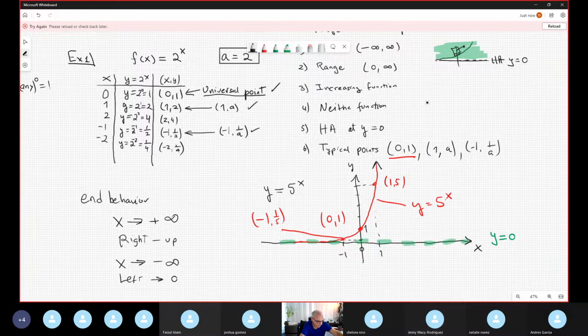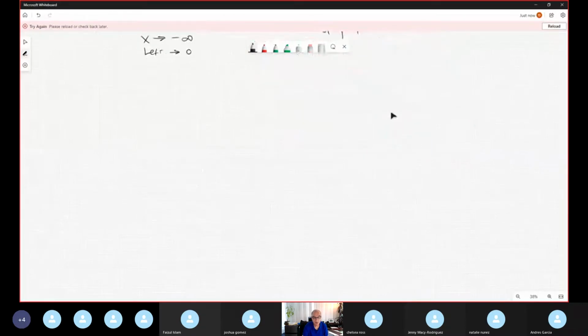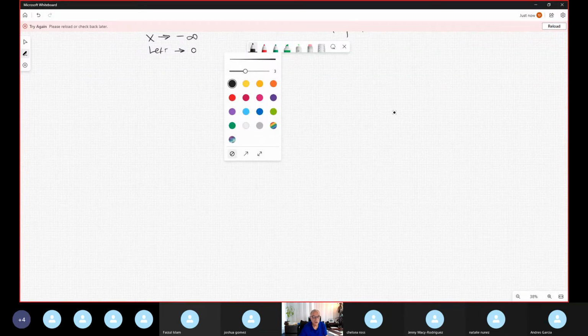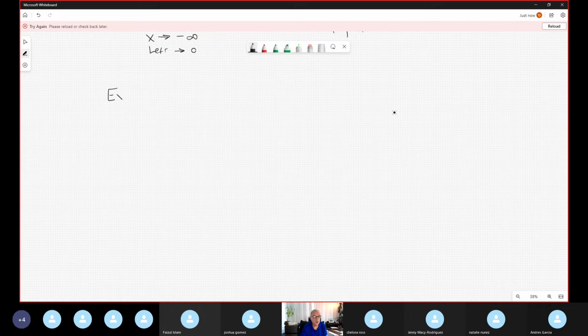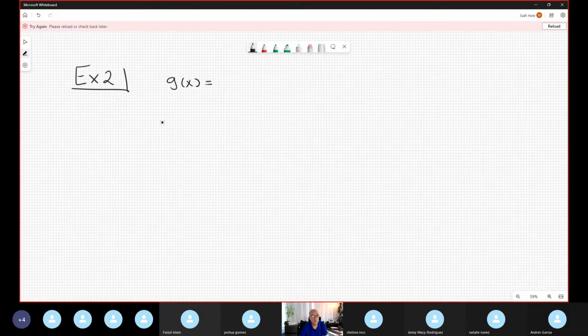Yes. Okay. Let's move on to another example to understand everything in detail. This example brings a new situation. This is example 2. In example 2, the function is called g, and it is equal to 1/2 raised to the x power.